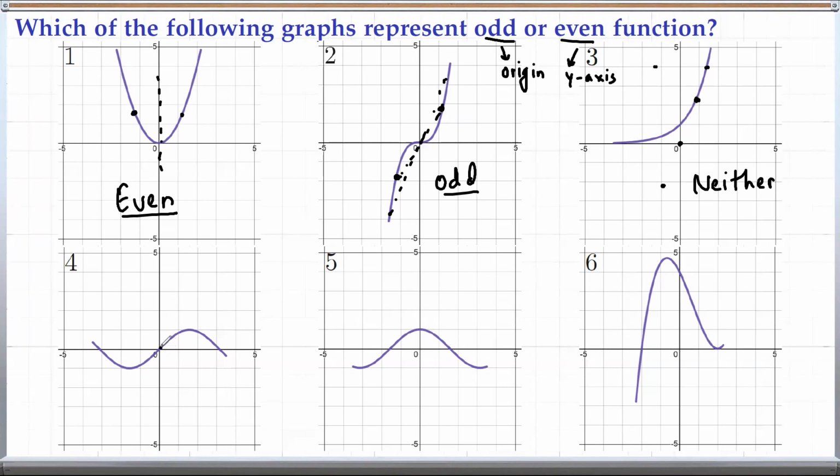The fourth one is symmetric about the origin, because, for example, for this point here, we have a point over here. For this point here, we have a point here. It is symmetric about the origin, so this is also odd. This one looks like symmetric about the y-axis. So if you rotate around the y-axis, you get the same function. So this is even. And this last one does not have any symmetry. So this is neither even nor odd. So it's very easy to determine if a graph represents an odd function or an even function, just by looking at their symmetry.